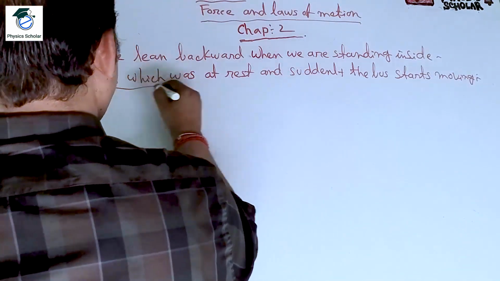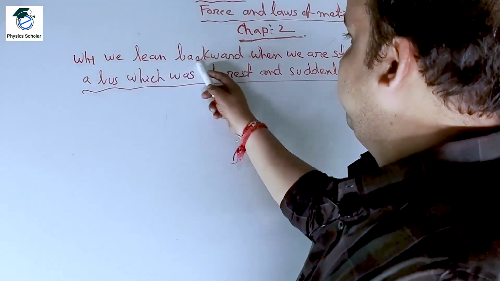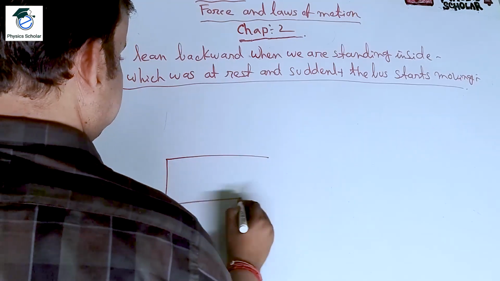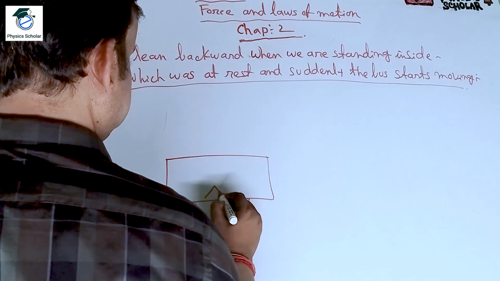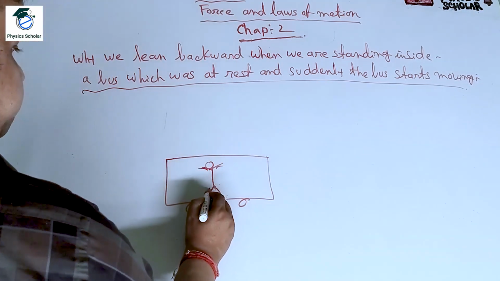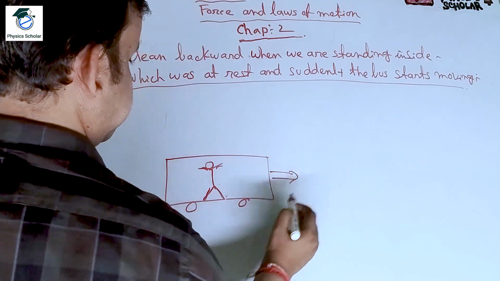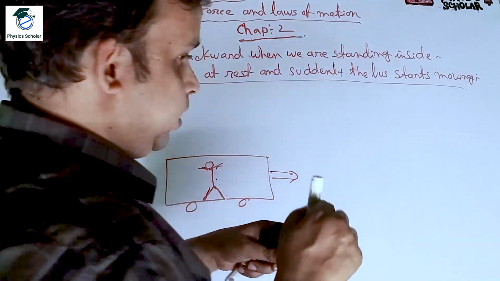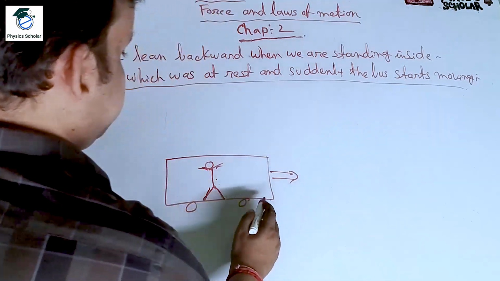Okay, suddenly the bus starts moving. Clear? So what is that? Why do we lean backwards? Suppose this is the bus, and this is the passenger. Now see, the bus is at rest. When the bus is at rest, the passenger inside the bus who is standing will also be at rest. Clear? Now suppose the bus starts moving.